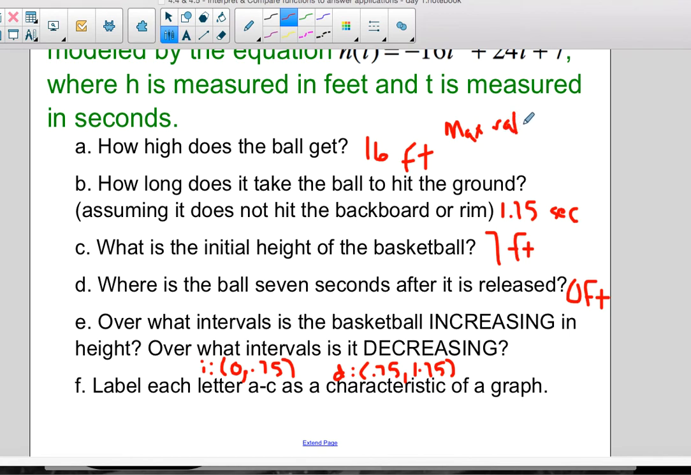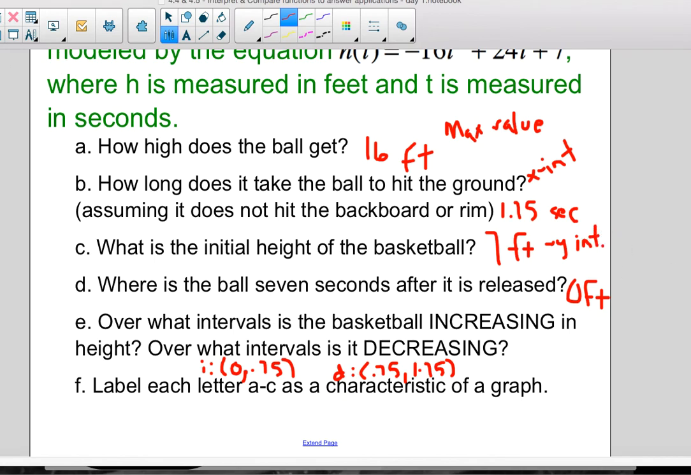Part B, how long does it take for the ball to hit the ground? Right, hopefully you got that. That's the next intercept. Right, when y is equal to 0, or in this case h of t is equal to 0, that's the next intercept. The initial height of the basketball, that would be our y-intercept, right? At t is equal to 0, x is equal to 0, you have a y-intercept.